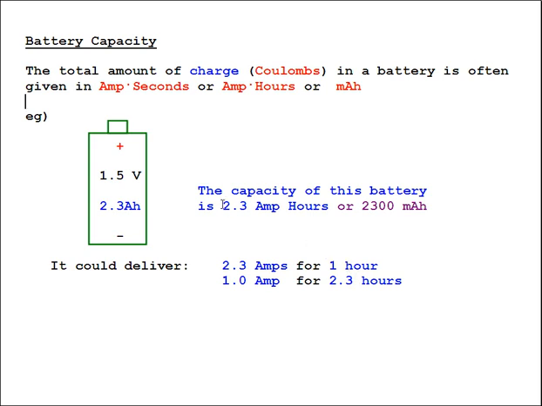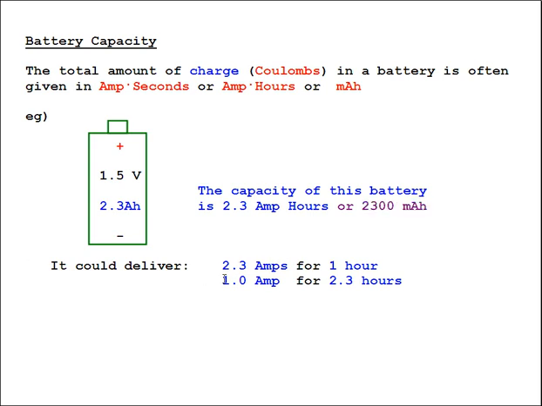Now, instead of calling it 2.3 amp hours, you could actually measure in milliamps. Milliamps are smaller, so you end up with a bigger number, right? Instead of 2.3 amps, that's 2,300 milliamps. So this would be a pretty common way of describing the capacity, 2,300 milliamp hours. And you can look at that and go, yeah, that's 2.3 amp hours.